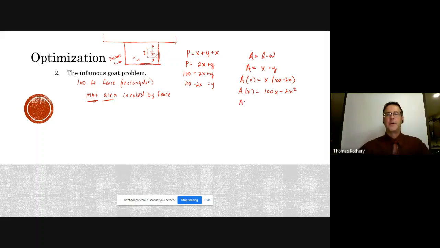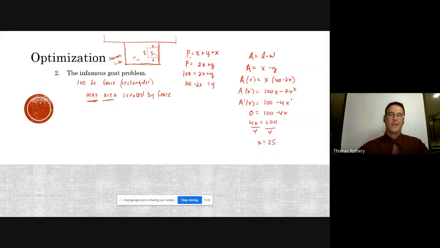And then if I want to take the derivative, 100x is 100, and that'll be minus 2 times 2 is 4, power rule, x to the first. We'll set this equal to 0. And if I add the 4x to both sides and divide, I get 25. Okay, now that's just this side. There's 25 here, 25 here.